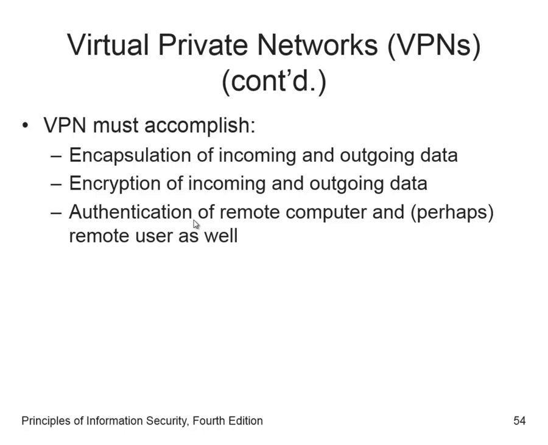A VPN that proposes to offer a secure and reliable capability while relying on public networks must address, first, the encapsulation of incoming and outgoing data, wherein the native protocol of the client is embedded within the frames of a protocol that can be routed over the public network, as well as usable by the server network environment. Then, encryption of incoming and outgoing data to keep the data content private while in transit over the public network, but usable by the client and server computers and/or the local networks on both ends of the VPN connection. And then the authentication of the remote computer and perhaps the remote user as well.